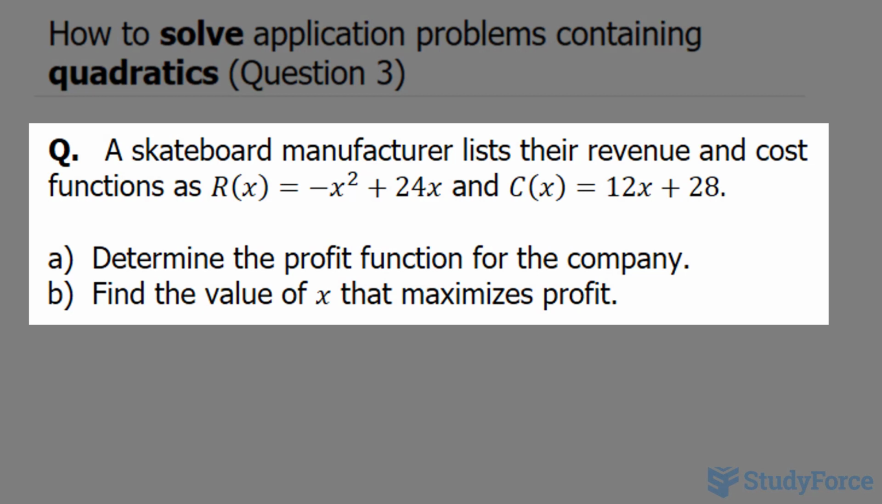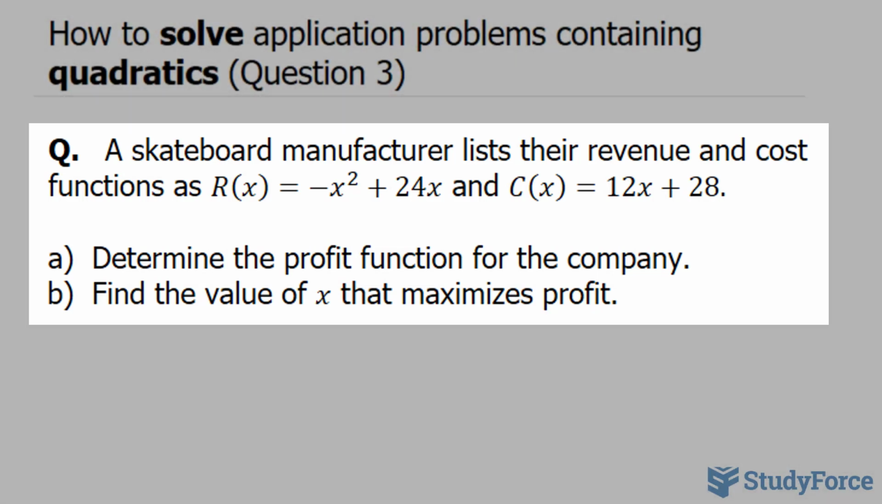This question reads, a skateboard manufacturer lists their revenue and cost functions as r of x is equal to negative x squared plus 24x and c of x is equal to 12x plus 28 respectively. Determine the profit function for the company and find the value of x that maximizes profit.